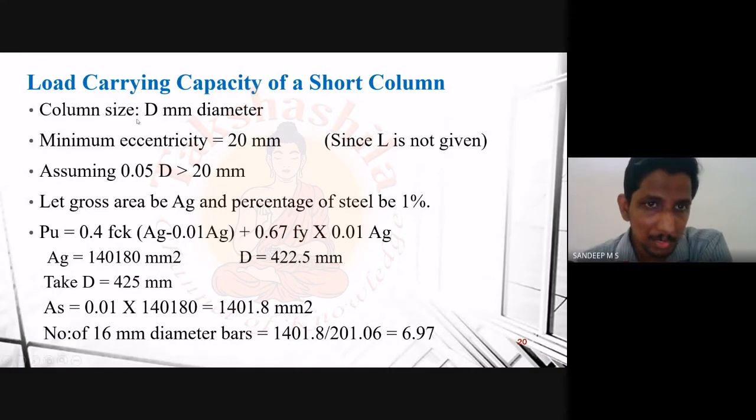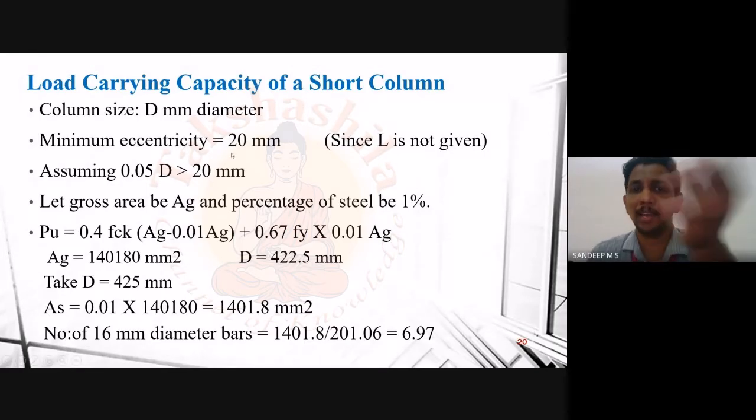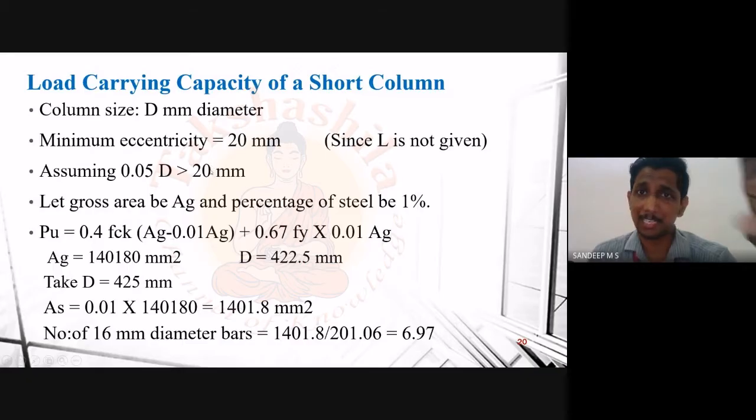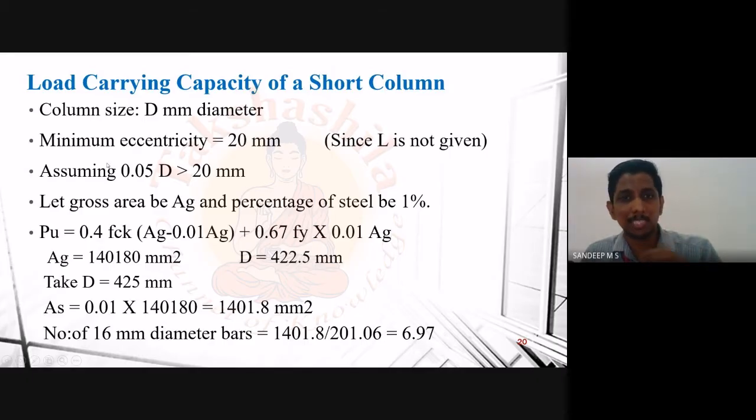Anyway, let us assume that D is the diameter and the minimum eccentricity is 20 mm. I have already explained how we got this 20 value. That is from one of the clauses given in your code itself. Rather than going with those equations, we are taking the minimum requirement, 20 mm. For this design problem, we are just assuming that our column is an axially loaded column.